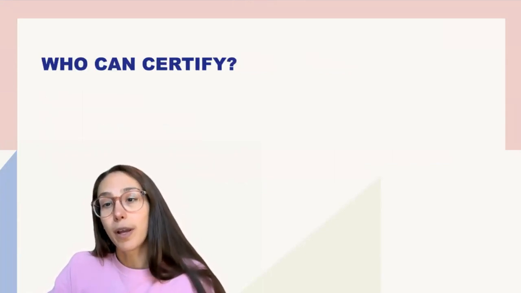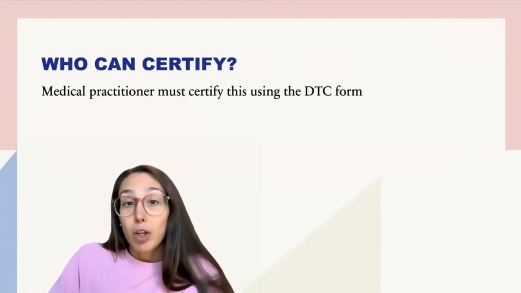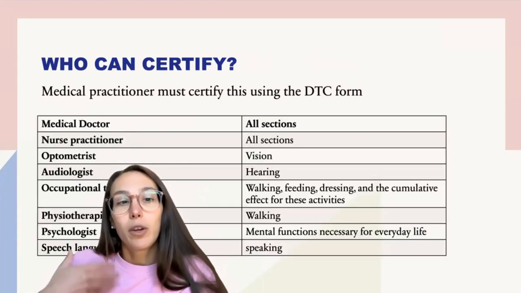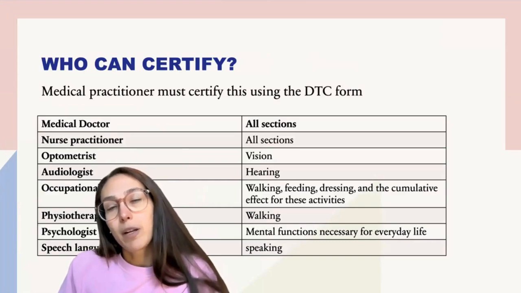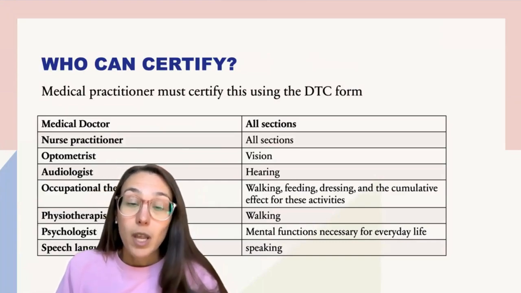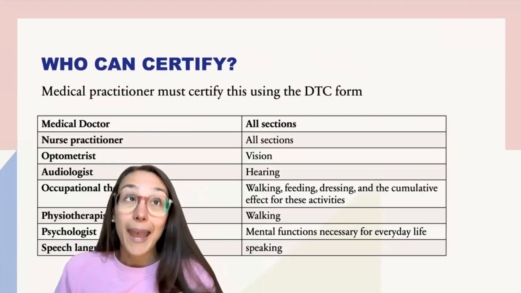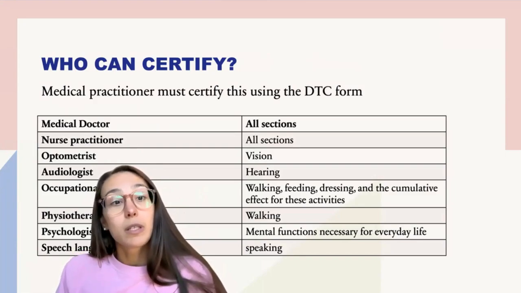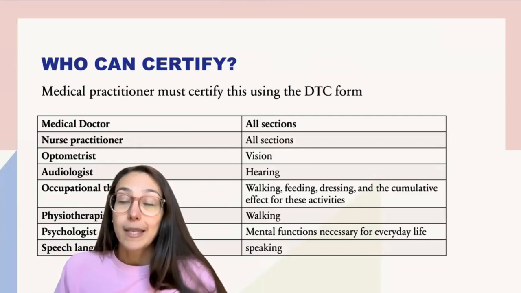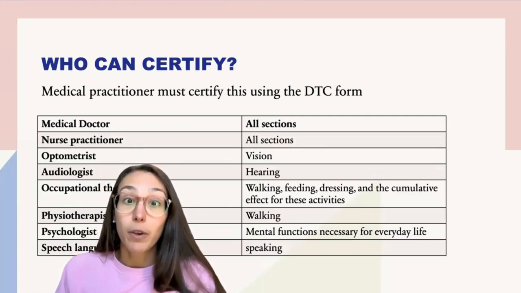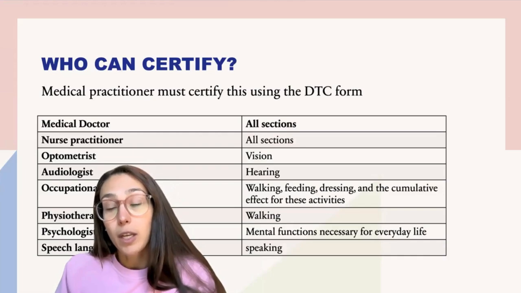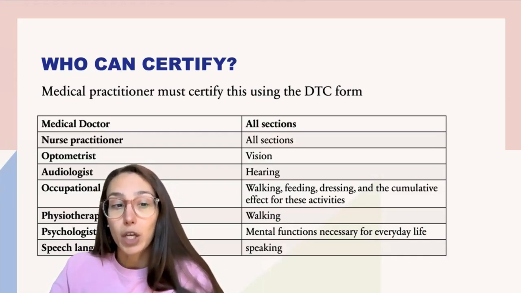So who can certify these forms? Medical practitioner, of course, has to complete the Part B of that form. So here's kind of a rundown. Essentially, NPs and medical doctors can complete all sections, but there are providers that can complete specific sections if those are the impairments, right? So if an optometrist is saying this person's legally blind, obviously that's a significant impairment and their function is going to be greatly impacted. The optometrist or ophthalmologist can complete that vision section of the form.